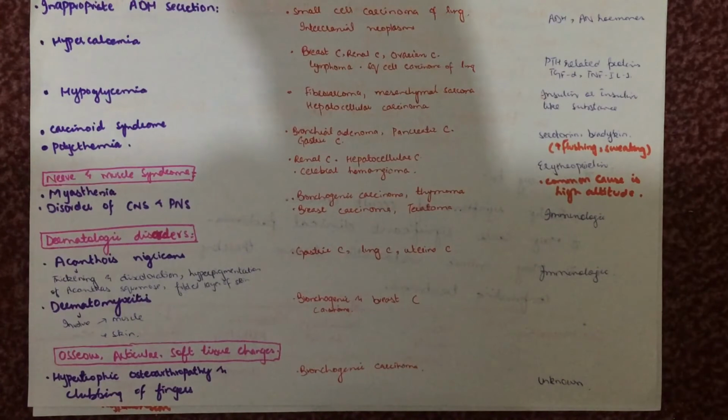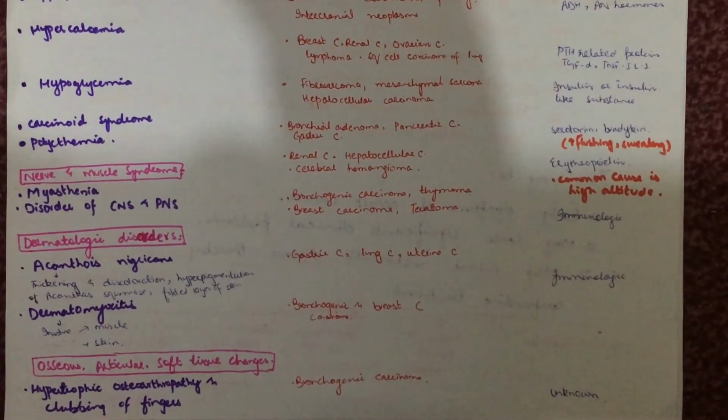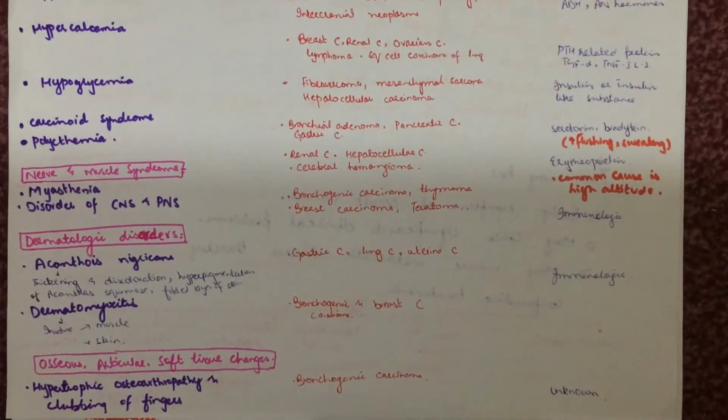Let me zoom it a bit so that it is clear for you. Nerve and muscle syndrome includes myasthenia and disorders of the central nervous system and peripheral nervous system. Myasthenia involves bronchogenic carcinoma, thymoma, and CNS and PNS disorders include breast carcinoma, teratoma, both are immunologic. Dermatological disease involves acanthosis nigricans, which occurs with gastric carcinoma, lung carcinoma, uterine carcinoma, and dermatomyositis that involves bronchogenic and breast carcinoma, both are immunologic.